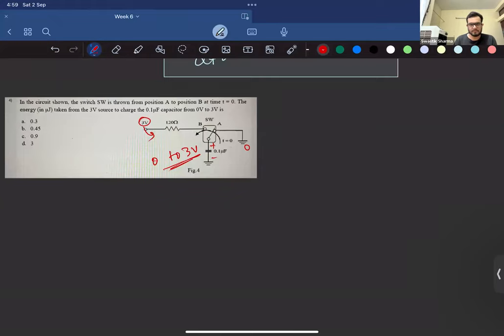Will we find the current? We need to find the power that is supplied by the 3 volt source, right? So it's nothing but V(t) into I(t). V(t), we know it's a constant voltage source, so it's 3. We need to find I(t) in order to solve this question. So how can we find I(t)?